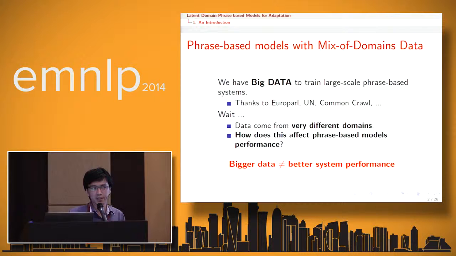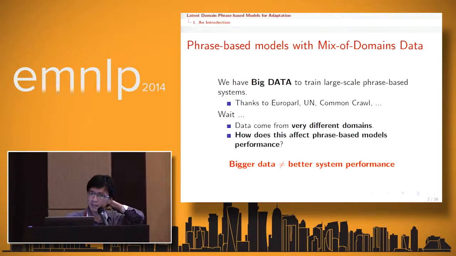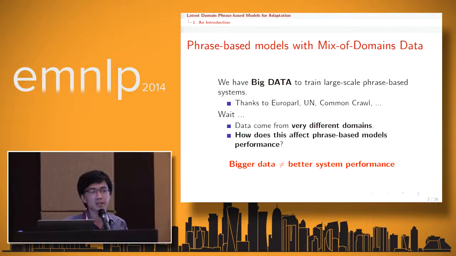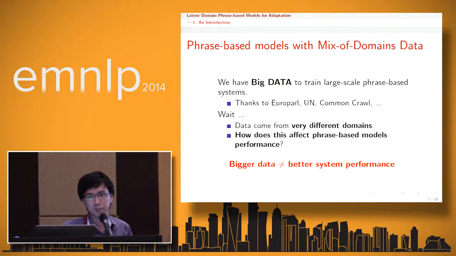Nowadays, one nice thing with doing research in statistical machine translation is that it's pretty easy to download bilingual data, for example, from Europarl, from United Nations, from Common Crawl, and so on. But the point is that the data we use can come from various domains and resources. And how does it affect a phrase-based system when we train on such kind of data? This is what I focus on right now.